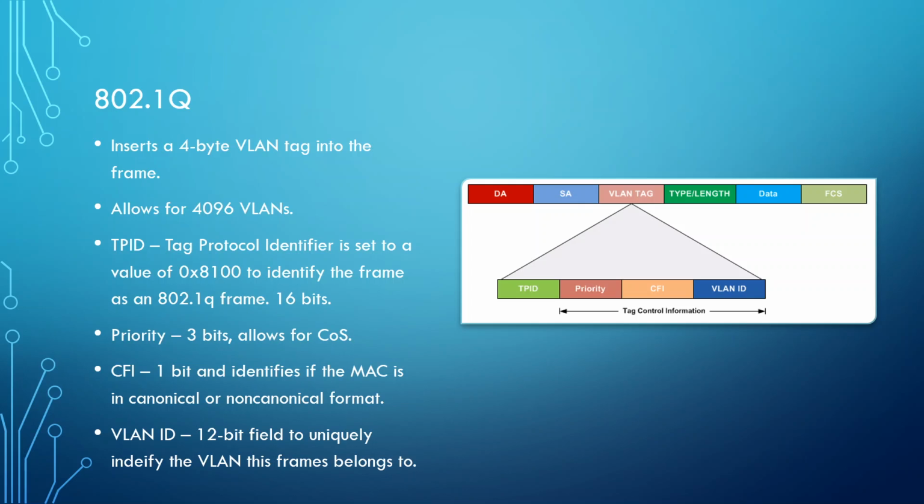The other fields within that tag are the TPID, or tag protocol identifier, which is 16 bits in length and is set to 0x8100 to identify the frame as a .1q frame. We have the priority field, which is 3 bits, and this allows for class of service. This allows us to treat certain traffic better than others and provide a better quality of service. The CFI field is 1 bit and identifies if the MAC address is in canonical or non-canonical format. Then we have the VLAN ID, like I said before, a 12-bit field to identify to which VLAN this frame belongs.